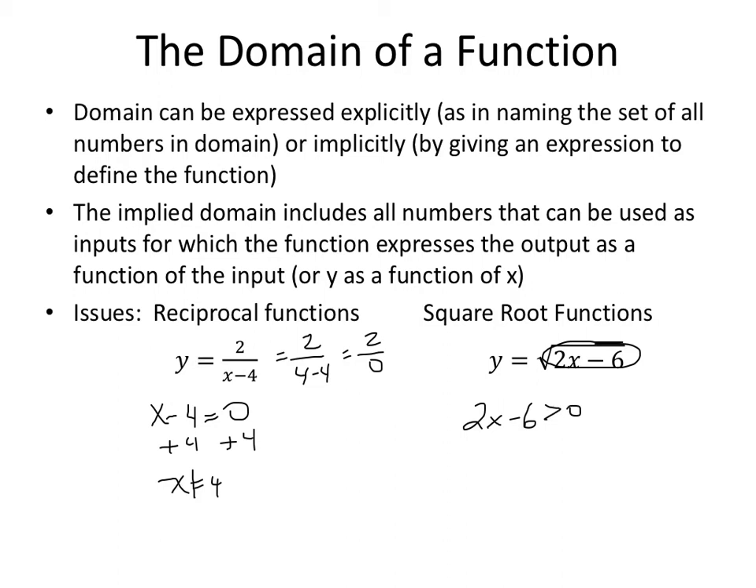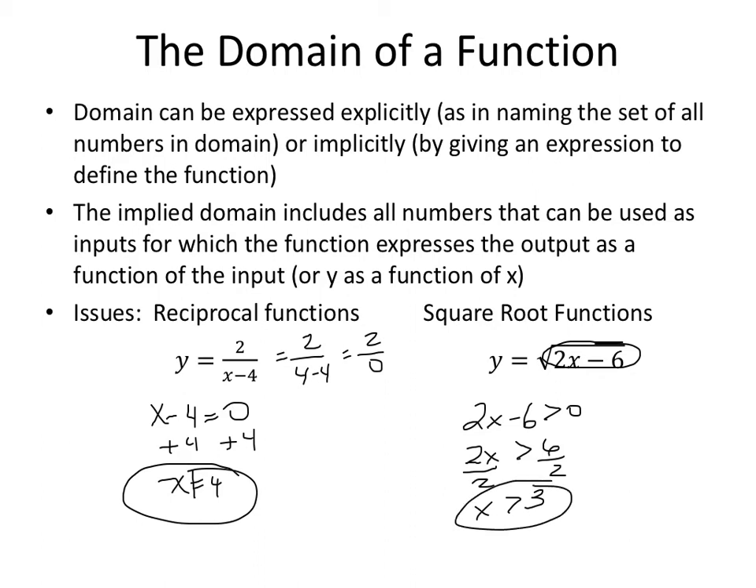Okay, so that 2x has to be greater than 6. Dividing by 2, x has to be greater than 3. So in the reciprocal function case, we're stating what x can't be. In the square root function case, we're saying what x can be. Now, we could use set notation, and we'll discuss that in class, to always describe it as what can be in the domain, but we'll go into that later.